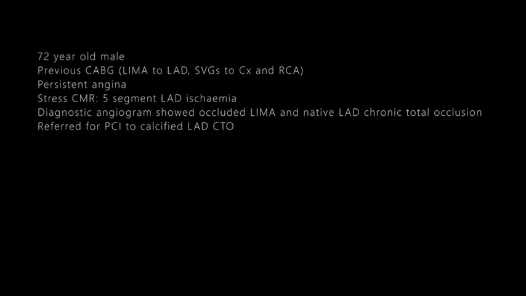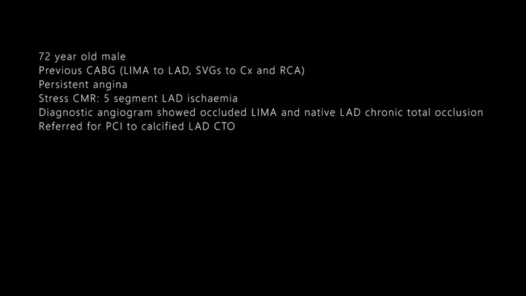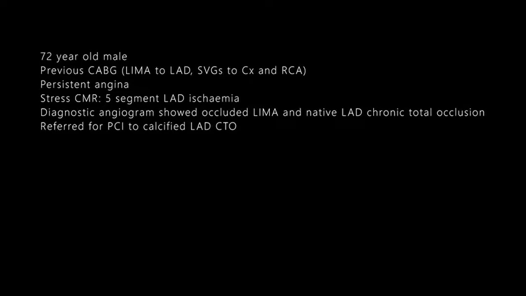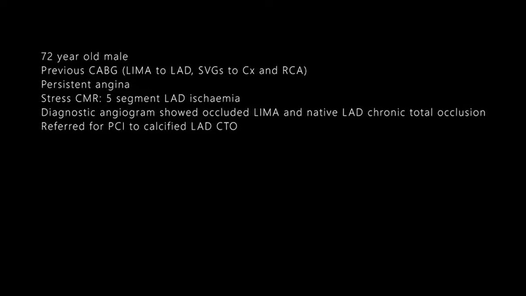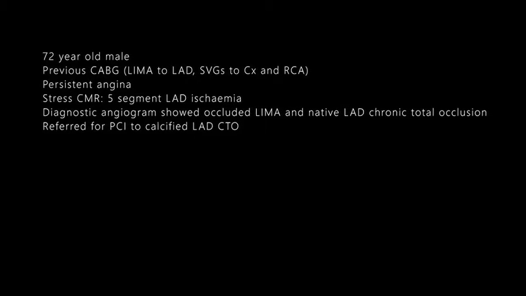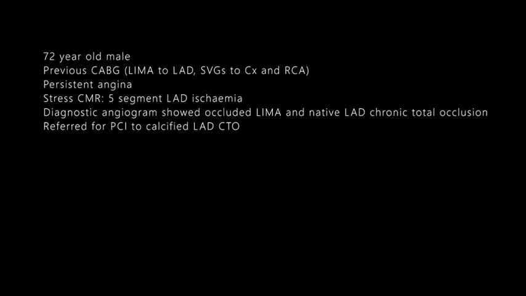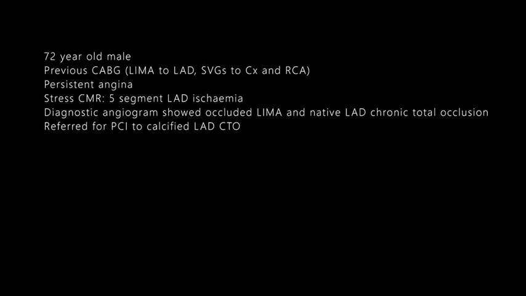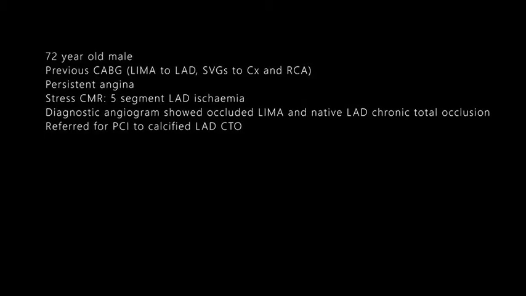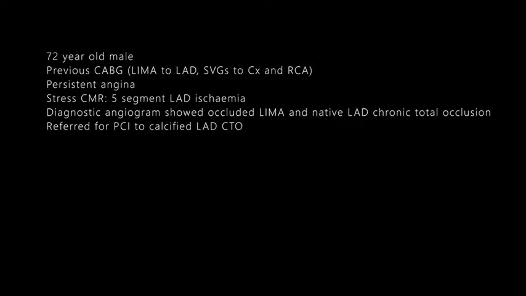So this is a case of a 72-year-old male who had undergone previous coronary artery bypass surgery with limb-to-LAD and vein graft to his circumflex and right coronary artery. He had persistent angina following his bypass surgery and was found to have 5-segment residual LAD ischemia. Diagnostic angiogram showed that the limb was in fact occluded, and the native LAD was a chronic total occlusion, and he was referred for PCI to this.